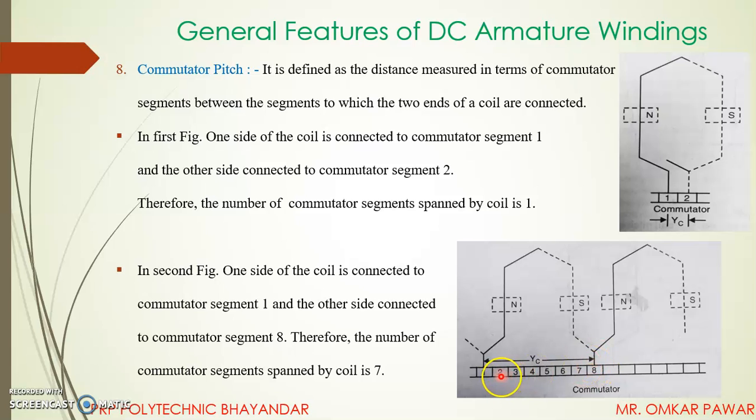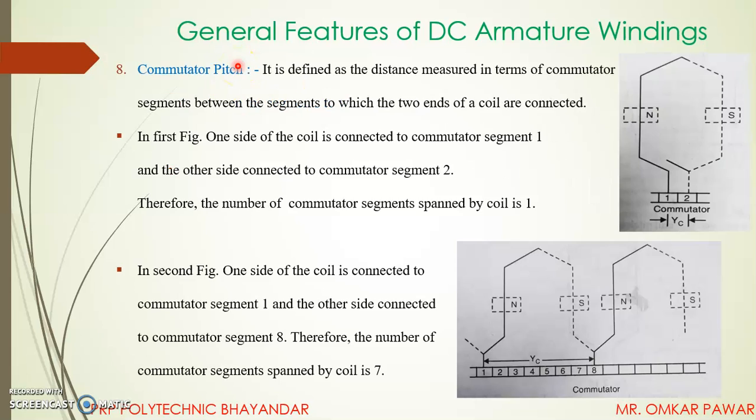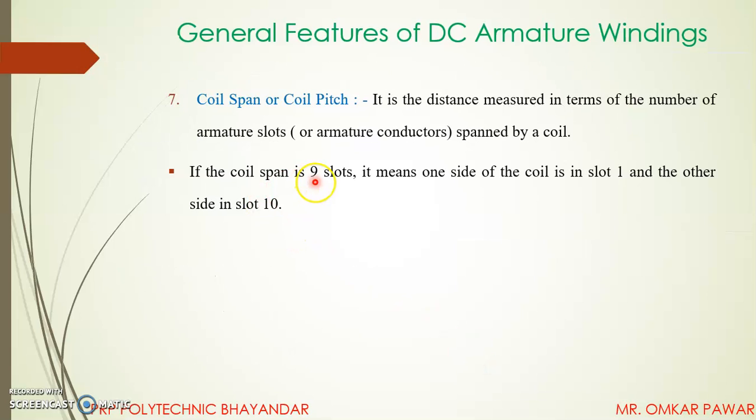suppose it is 9, so this is the 9 slot span. But suppose if we consider this diagram, then there are 7 slots, that is 1, 2, 3, 4, 5, 6, and this half and this half make the 7th slot. So likewise, if there is a coil span of 9 slots, it means that one side of the coil is in slot 1 and the other in slot 10.